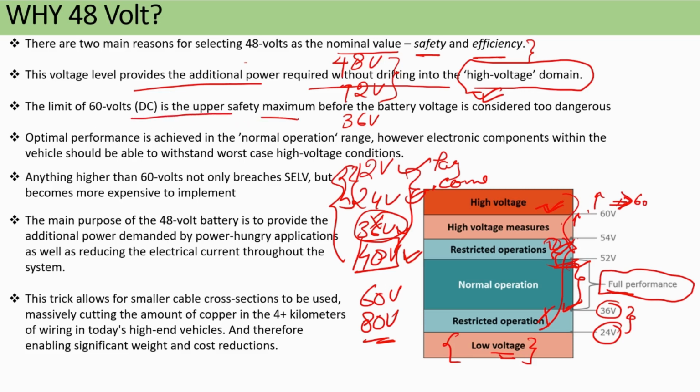The limit of 60 volt is the upper safety maximum before battery voltage is considered too dangerous. If you are going above 60 volt, then it is considered dangerous. Normal operation is achieved in the range below. However, electronic components within vehicles should be able to withstand worst case high voltage conditions.